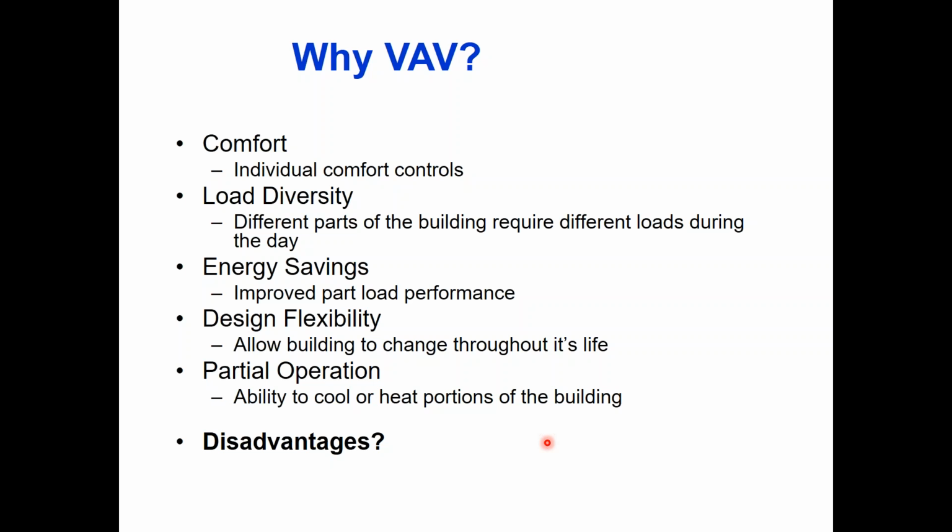The other place that VAV has historically struggled, but is getting better at, is on really small systems. Because I have a system that, by definition, provides 55-degree cold air year-round, that makes it very hard to do with a small system that needs a lot of heating on the perimeter. There are better ways to do that than with VAV, and we'll talk about some of those.